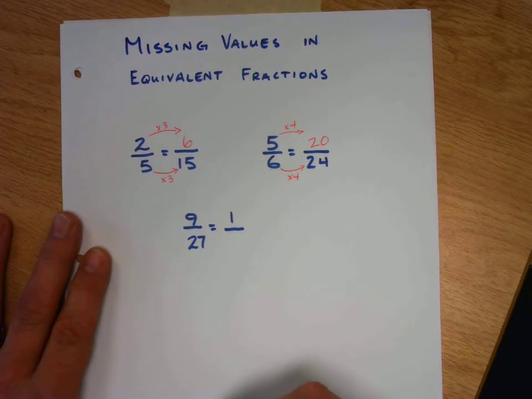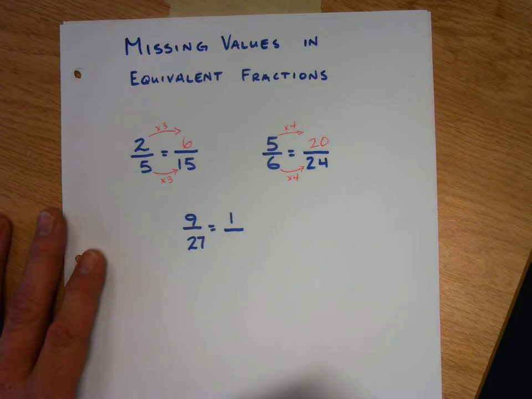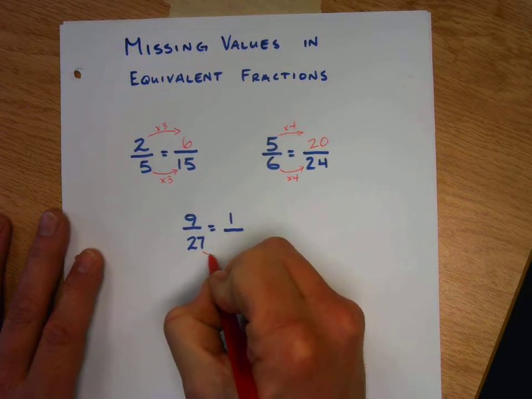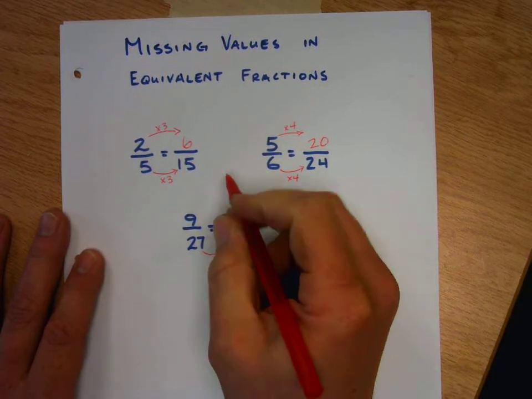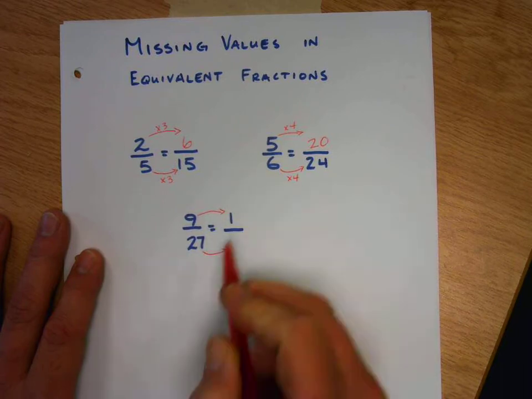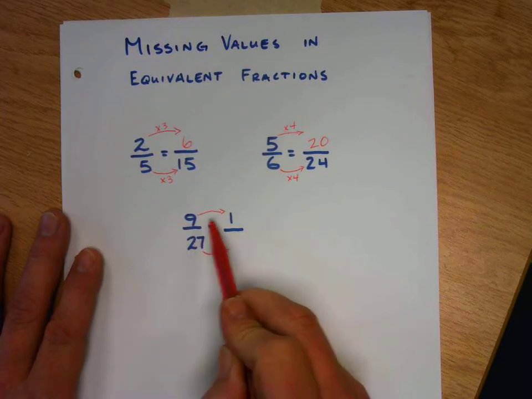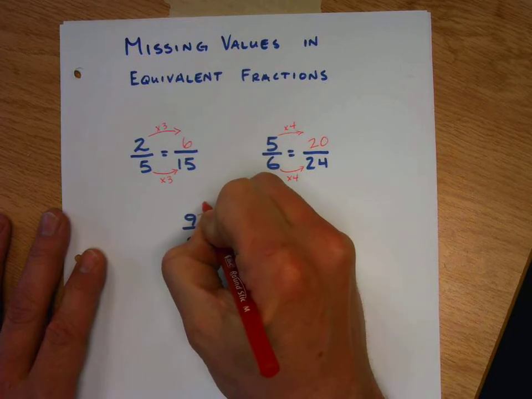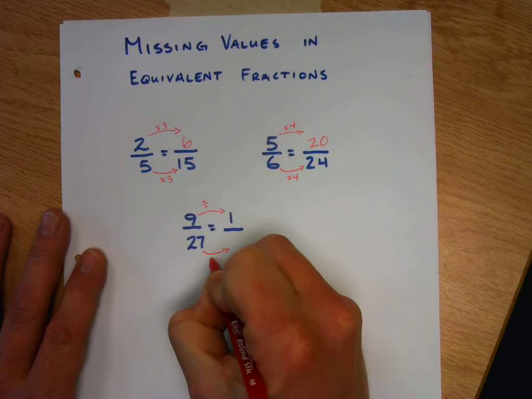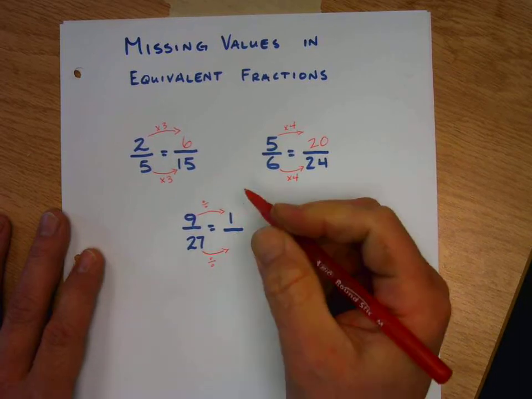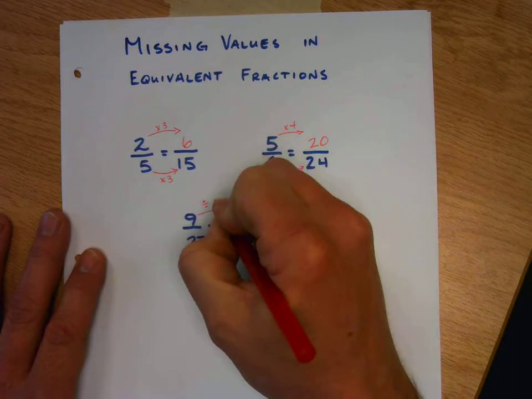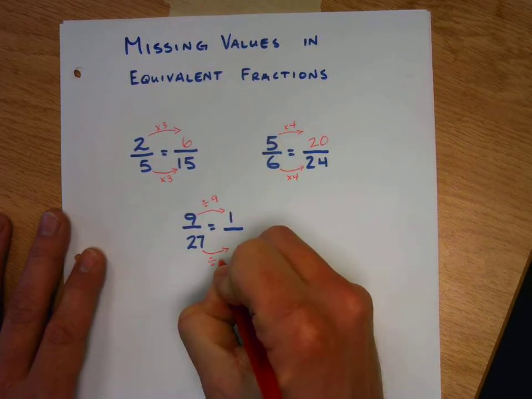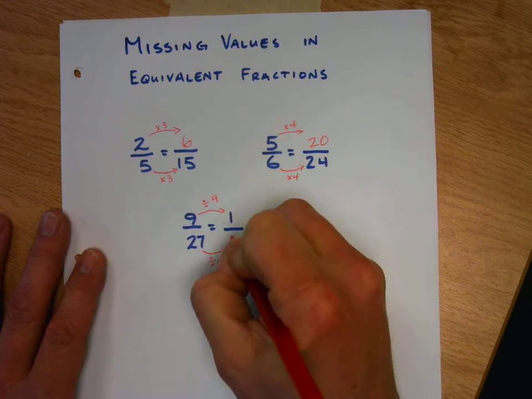Now in the third example, it's slightly different in that as we travel to the unknown, we may notice that the pair of values are diminishing or getting smaller. That would be an indication that we are dividing. And this time, 9 becoming 1, we would divide by 9. So we'd also take 27 and divide by 9, which would give us 3.